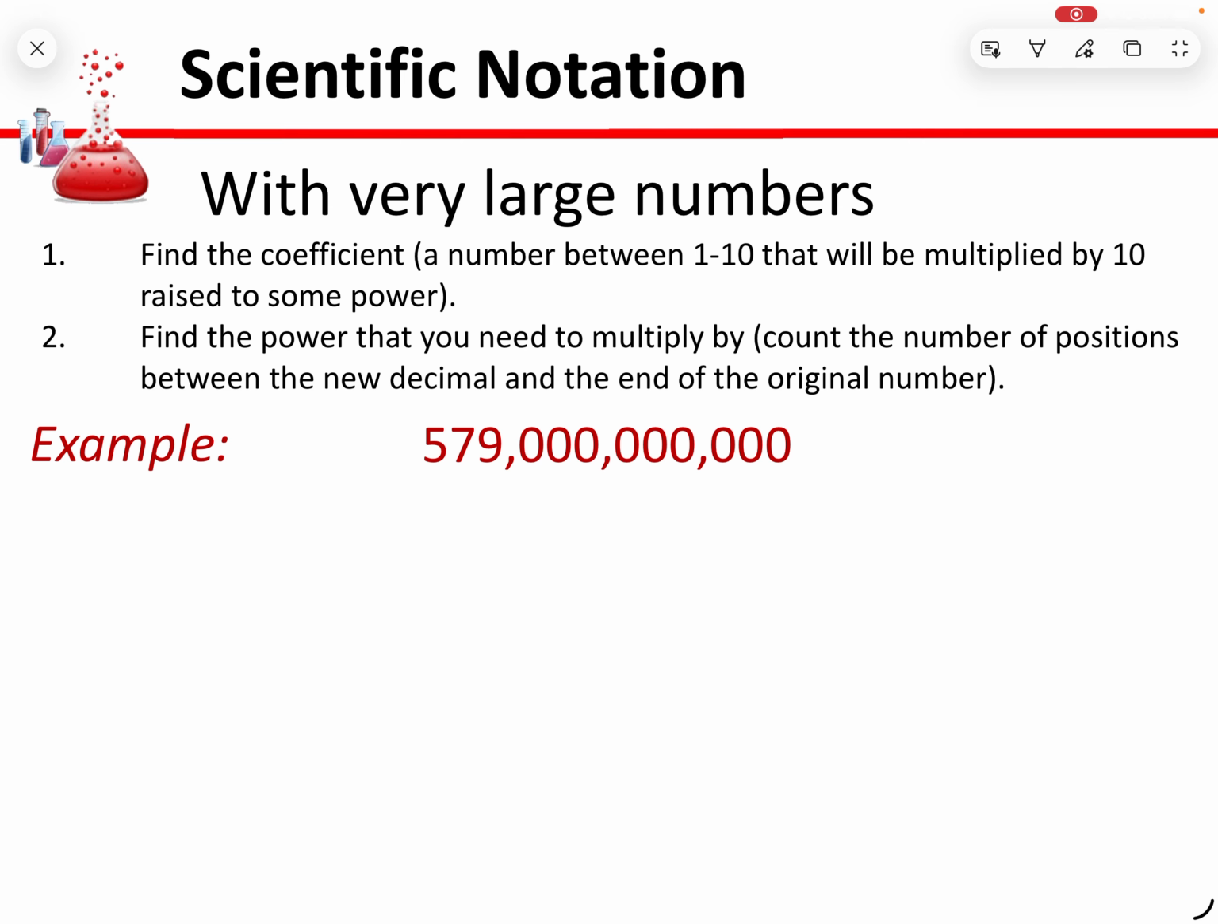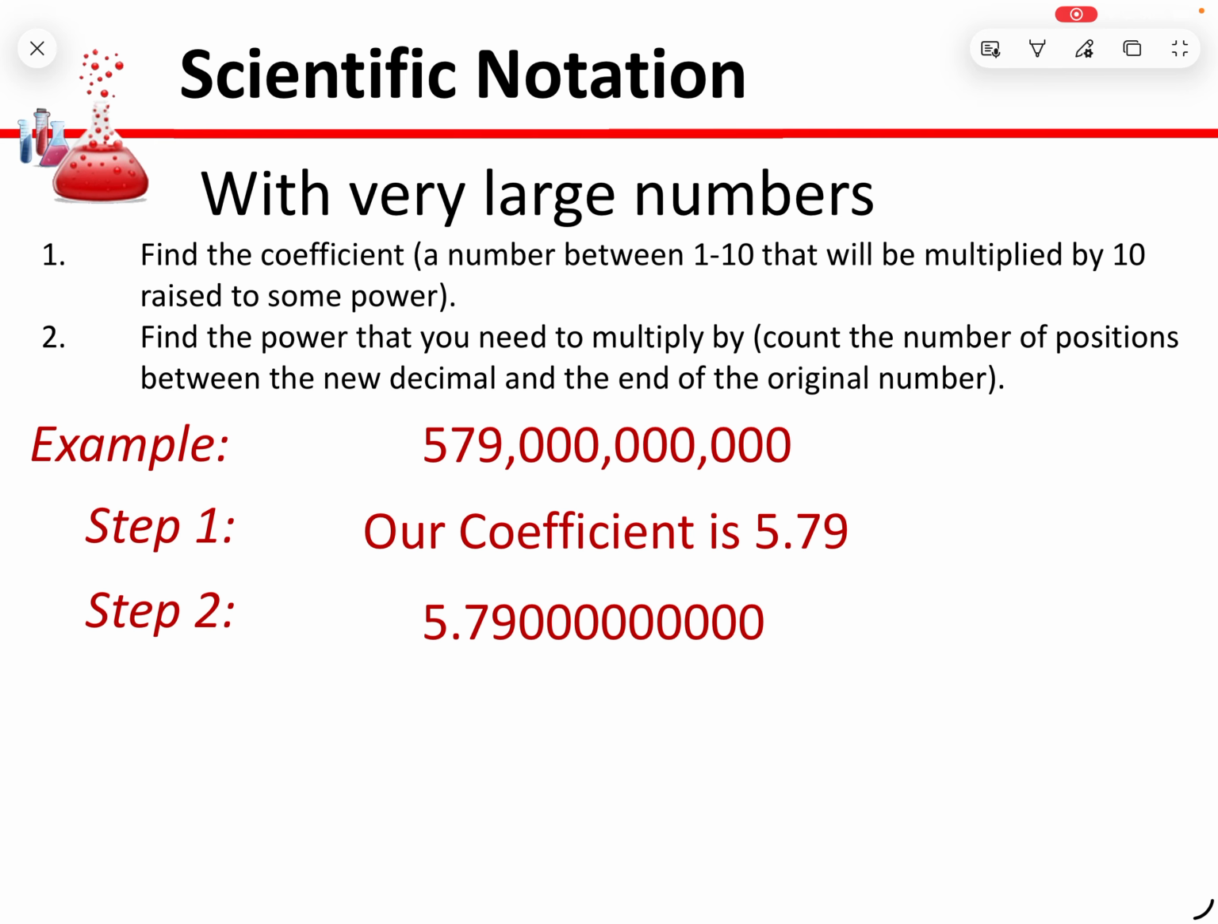So we need to first identify our coefficient. The coefficient is going to be all of the non-zero numbers. So in here, our coefficient is going to have to include the 5, the 7, and the 9, right? And so we find our coefficient, and we make it a decimal that has one digit in the ones position, and then everything else will be past that decimal. So for this one, that's going to be 5.79, right?